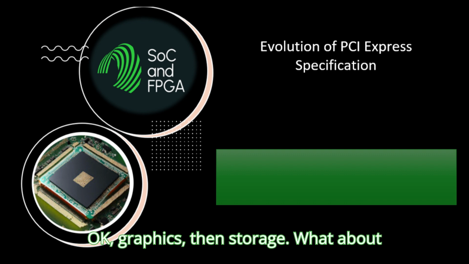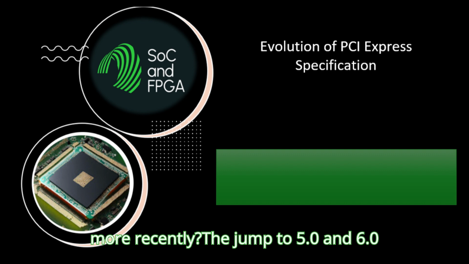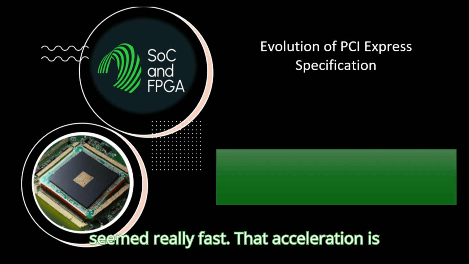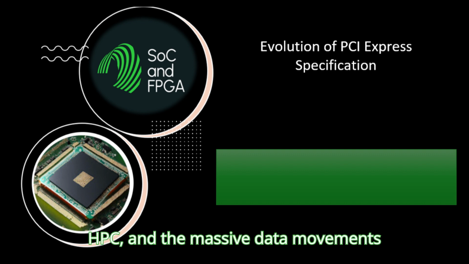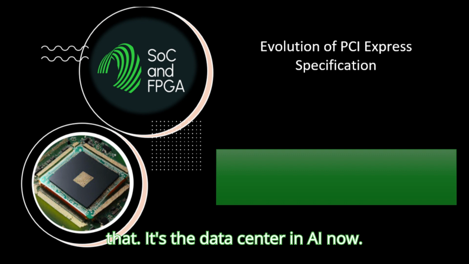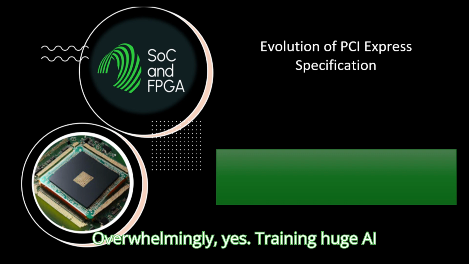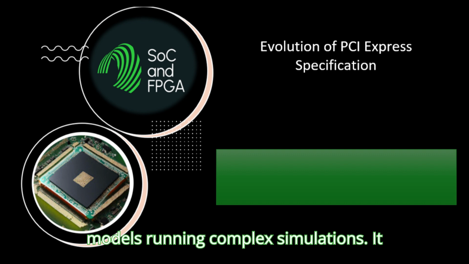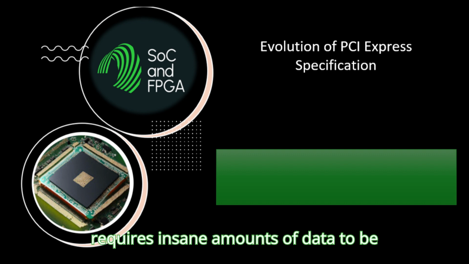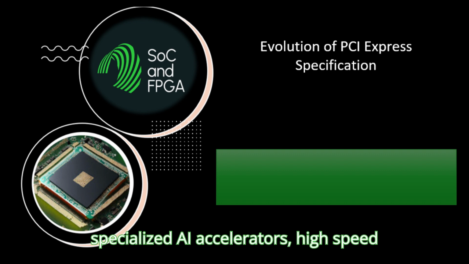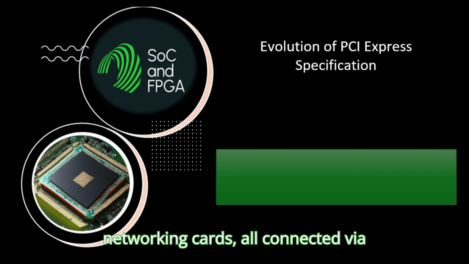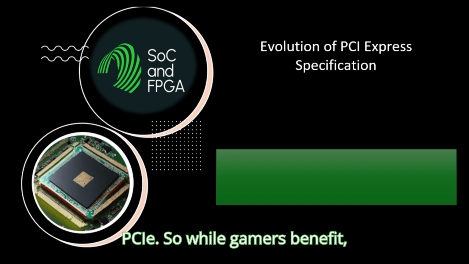Okay, graphics then storage. What about more recently? The jump to 5.0 and 6.0 seemed really fast. That acceleration is almost entirely down to AI, machine learning, high-performance computing, HPC, and the massive data movements within data centers supporting all of that. It's the data center and AI now. Overwhelmingly, yes. Training huge AI models, running complex simulations. It requires insane amounts of data to be moved constantly between CPUs, GPUs, specialized AI accelerators, high-speed networking cards, all connected via PCIe.